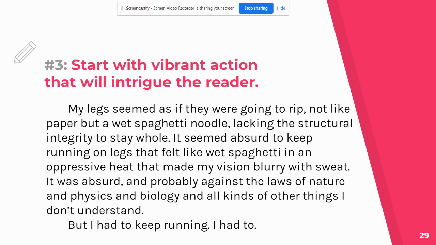Okay, and this is one that I just wrote. This is like made up. My legs seemed as if they were going to rip, not like paper, but a wet spaghetti noodle, lacking the structural integrity to stay whole. It seemed absurd to keep running on legs that felt like wet spaghetti in an oppressive heat that made my vision blurry with sweat. It was absurd and probably against the laws of nature and physics and biology and all kinds of other things I don't understand. But I had to keep running. I had to. Starting with action. So you might be interested then, well, why does this person have to be running? Why, even though they're tired, what's going on?